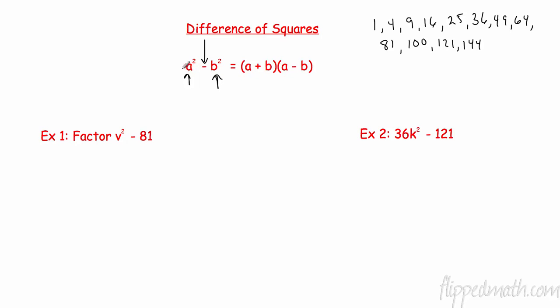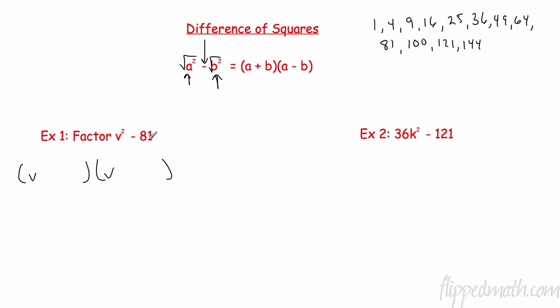And what happens is that I take the square root of the first one, I get A. I take the square root of the second one, I get B. I put them down here, and it's just positive and negative. Let's take a look. So I have minus, so that's difference. Is v squared a square? Yeah, I can take the square root of v squared. That gets me v. Put that in the front and the back.